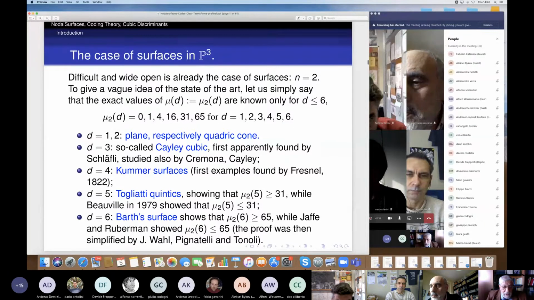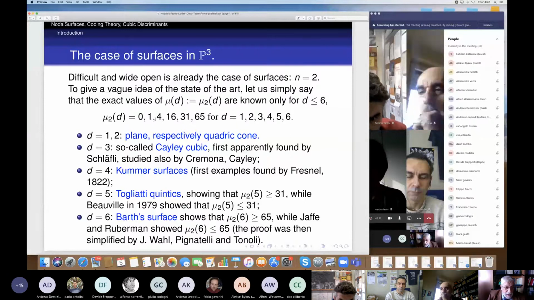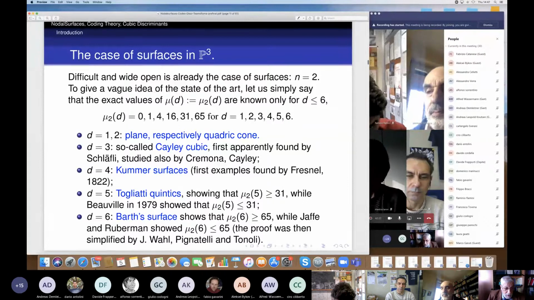So, a vague idea of the state of the art. This number, the maximum number of nodes that a surface of degree d can have, is known only for degree up to 6. And okay, a plane has no singularities. An irreducible quadric has at most one singular point. For a cubic, you can have at most 4 singular points, 16 for the quartics, 31 for the quintics, and 65 for the sextics.